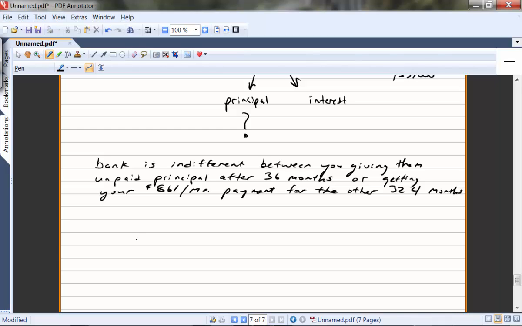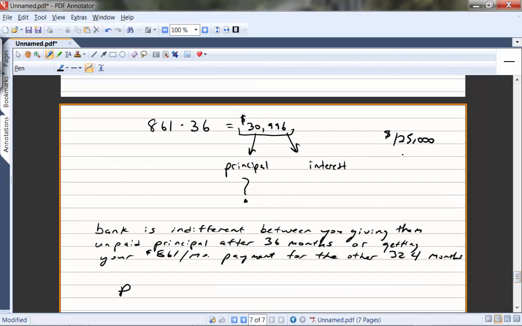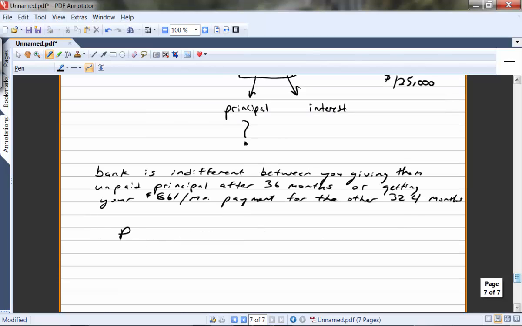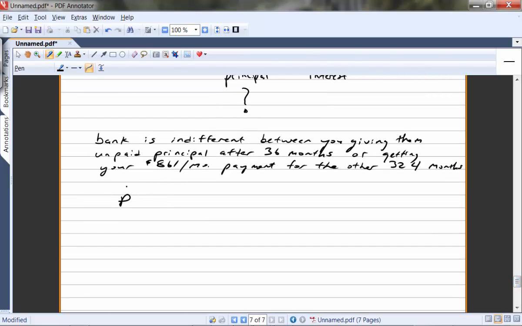So the bank can take your unpaid principal, call it P, which is what we want to know. If we can find out how much of the principal after 36 months you haven't paid back, then we can figure out how much in the first 36 months you did pay back. In other words, how much out of this total amount you paid the bank went towards principal. Let's call it UP, the unpaid principal. Of the $125,000 in principal, after 36 months, this is the balance, what you haven't paid them back.